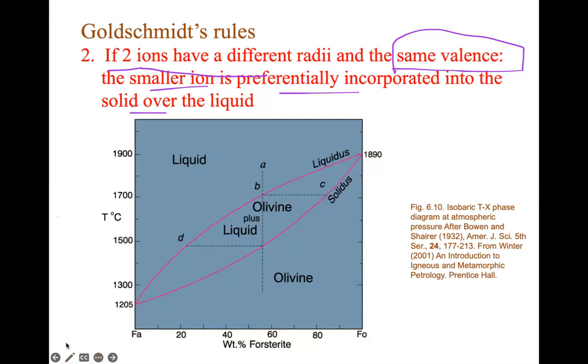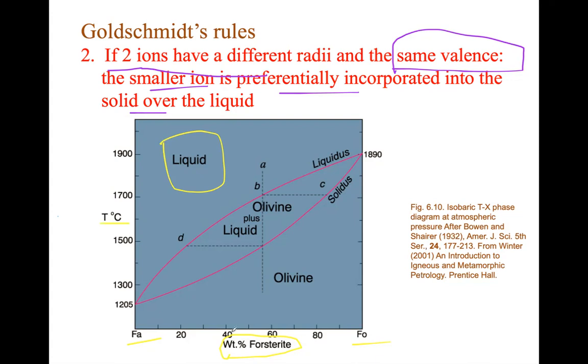This diagram is what you call a phase diagram. This phase diagram shows forsterite composition, that is the iron and magnesium content in olivine. One end member is fayalite, the other end member is forsterite. The y-axis is temperature, because the crystallization of olivine from a liquid differs at different temperatures; the amounts are different.